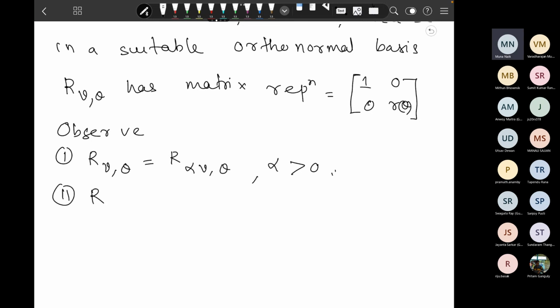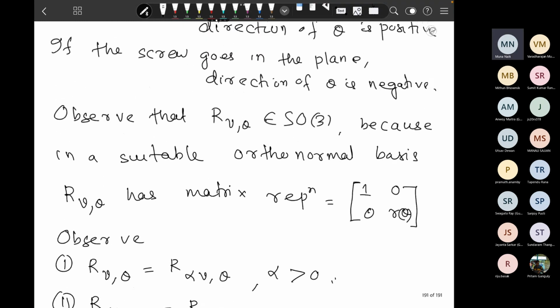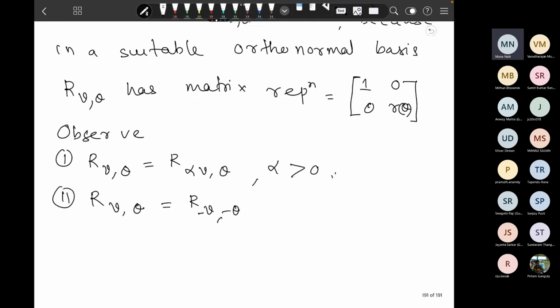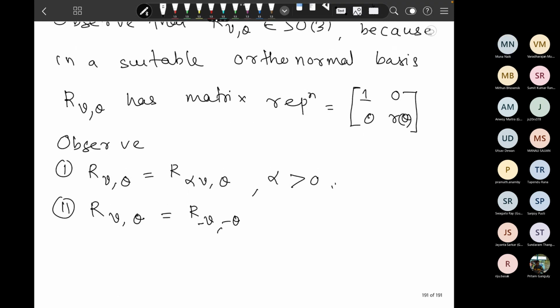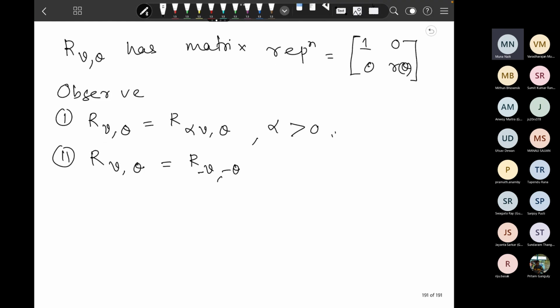Now the second thing is R of (b, theta) is equal to R of (minus b, minus theta). You can check that in your free time, because I told you how to assign a direction of theta. Here theta belongs to minus pi to pi, and v belongs to R3. So there are some repetitions.